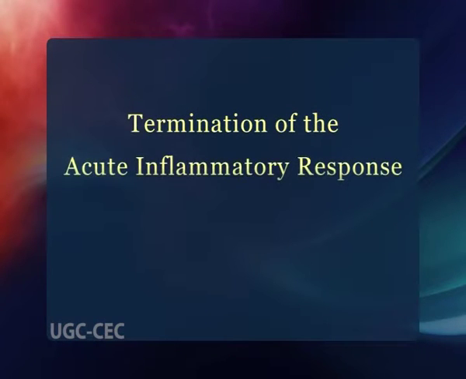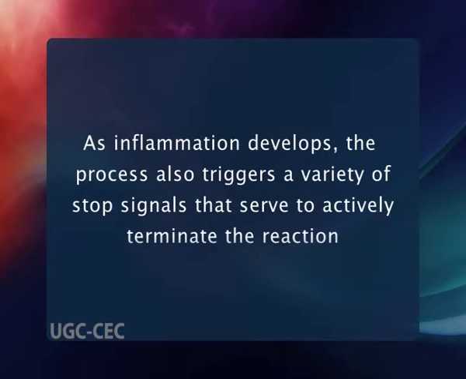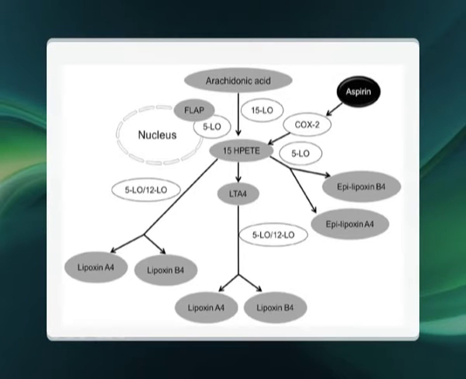Now, termination of the acute inflammatory response. It is predictable that such a powerful system of host defense, with its inherent capacity to cause tissue damage, needs tight controls to minimize the damage. As inflammation develops, the process also triggers a variety of stop signals that serve to actively terminate the reaction. These active mechanisms include a switch in the production of pro-inflammatory leukotrienes to anti-inflammatory lipoxins from arachidonic acid.